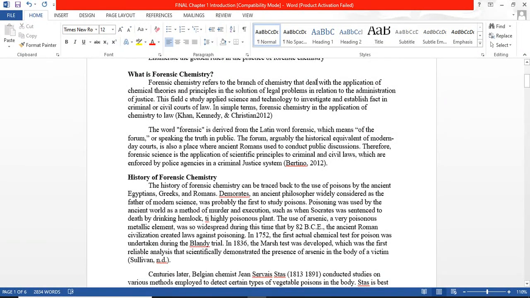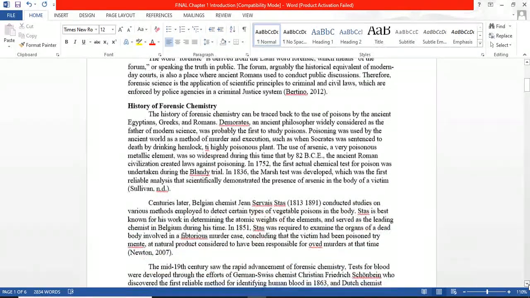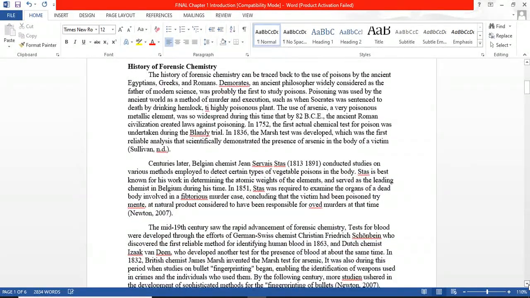So let's now proceed with the history of forensic chemistry. The history of forensic chemistry can be tracked to the use of poisons by the ancient Egyptians, Greeks, and Romans. Democritus, an ancient philosopher widely considered the father of modern science, was probably the first to study poison. So remember, the first one who studied poison was Democritus.